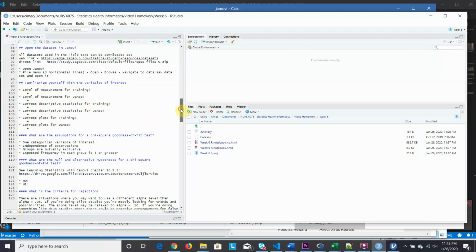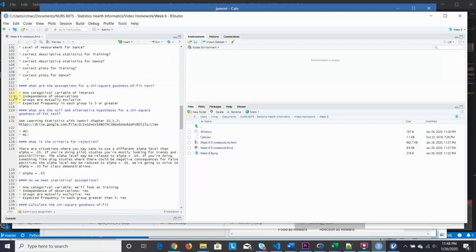So what are the assumptions for a chi-square goodness of fit test? One assumption is that you have one categorical variable of interest. We're going to look at training type of reinforcement. That the observations are independent. You don't want to be looking at the same individuals more than once for a chi-square goodness of fit test. You want the groups to be mutually exclusive. That means people cannot belong to both groups. They have to be in one or the other.